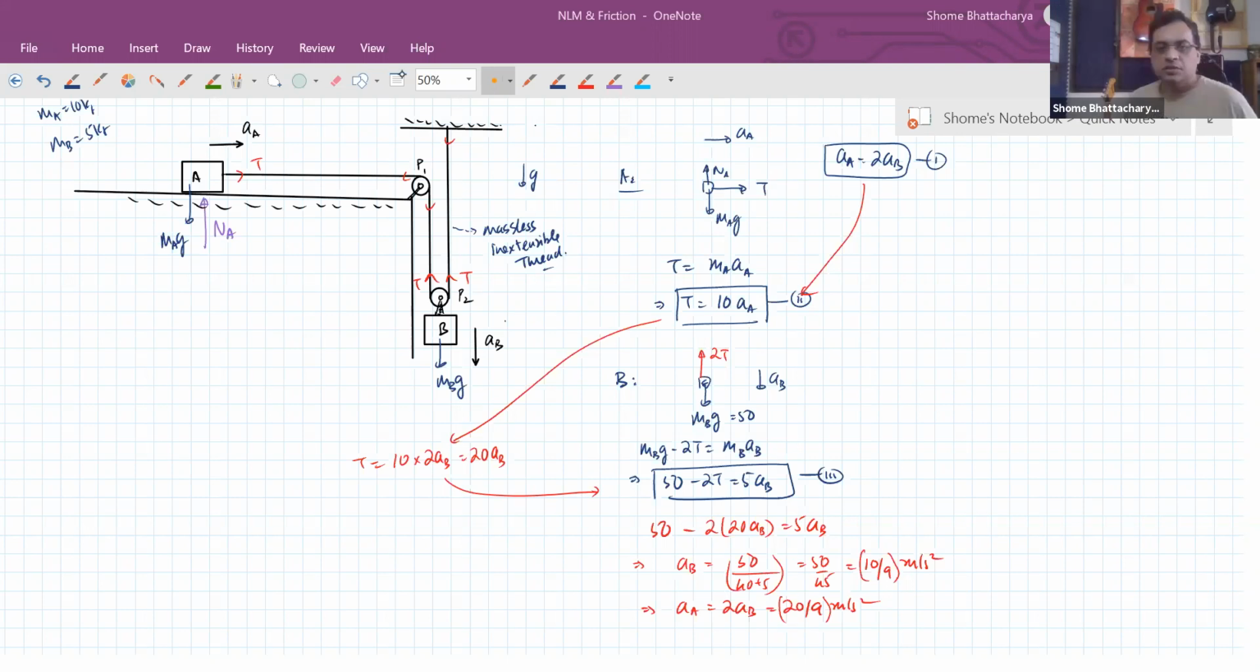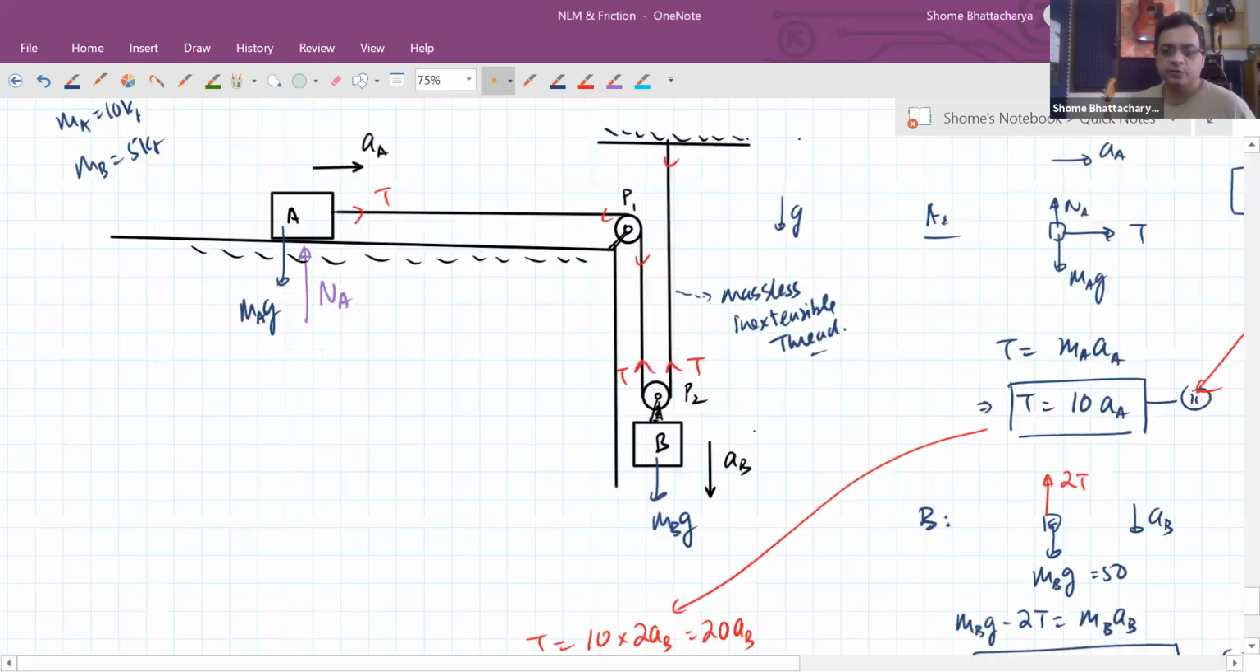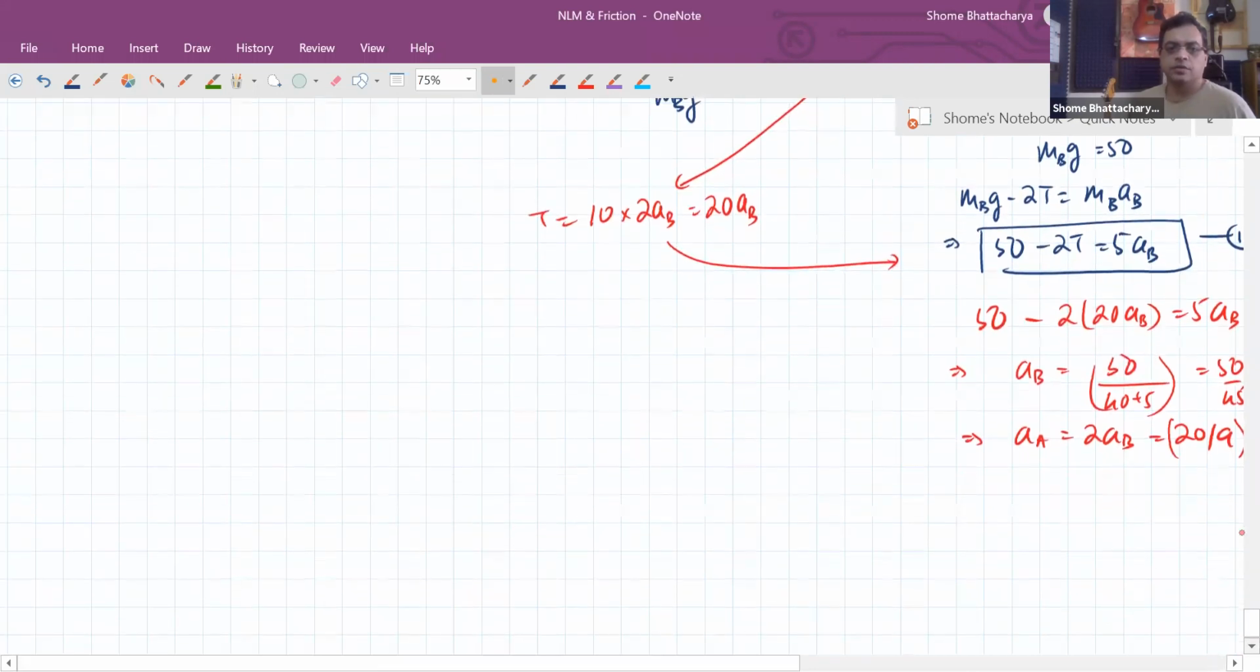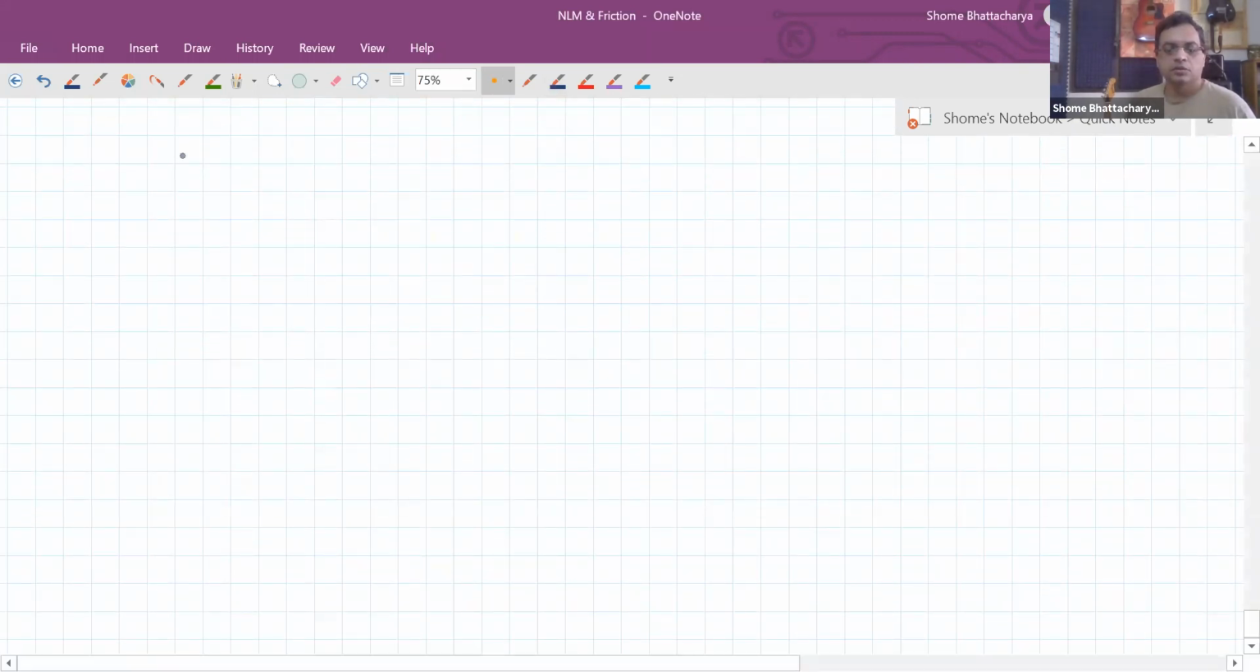Okay, so this is a revision of the concept of constraint relation. Now let's move on to something else, which is a very interesting part of Newton's laws of motion, and that is the concept of pseudo force. I know a lot of people have difficulty with understanding pseudo force, let alone implementing it. So I will begin with a brief explanation of the concept of pseudo force and inertial and non-inertial frames.